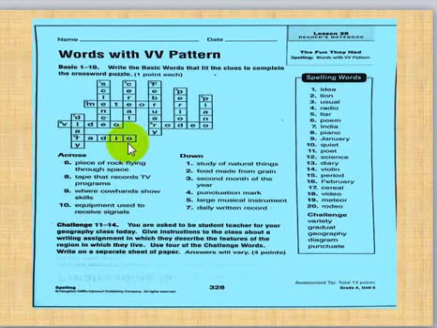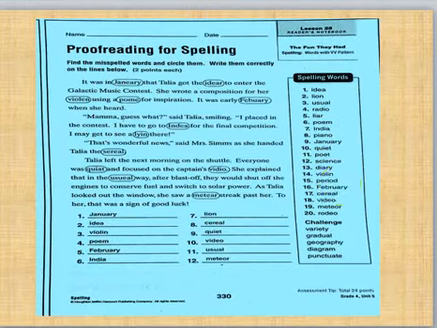Okay, this is for this page, 328. I hope you understand it. Okay, and got it and understood it very well. Okay. The last page is proofreading for spelling. Proofreading for spelling.